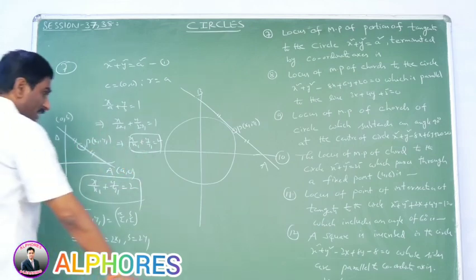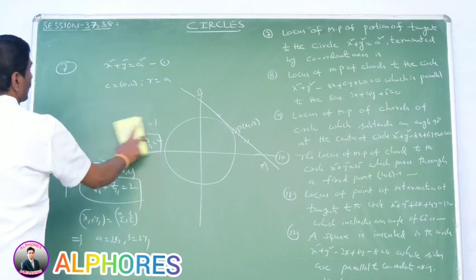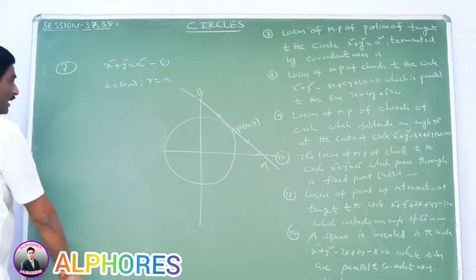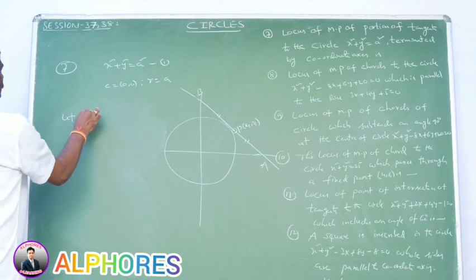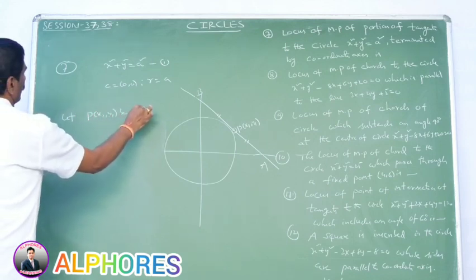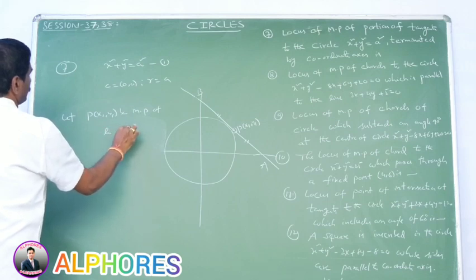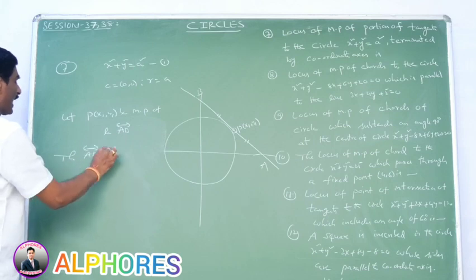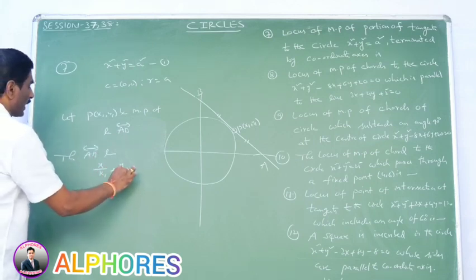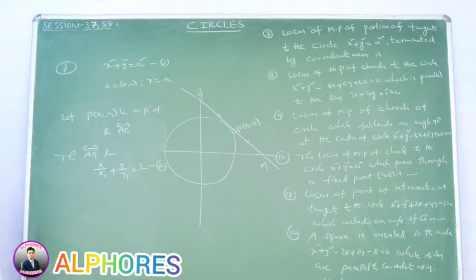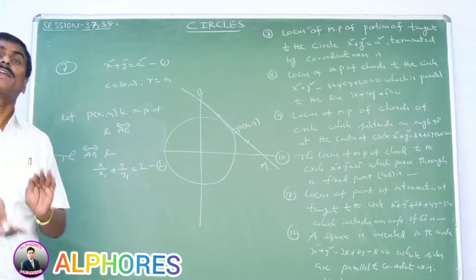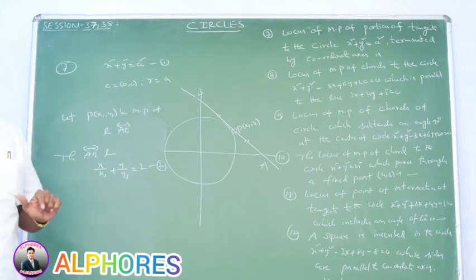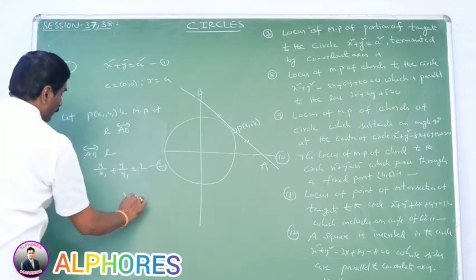Okay. In this case, let P x1 comma y1 be the midpoint of the line segment AB. Then the AB line equation is x by x1 plus y by y1 is equal to 2. It is the tangent to the circle. If the line touches the circle, what is the condition? R is equal to d. By using that condition, we find the relation between x1 and y1. Locus is nothing but the relation between x1 and y1. Here, the line touches the circle. Therefore, r is equal to d.